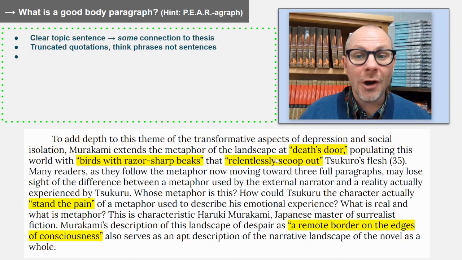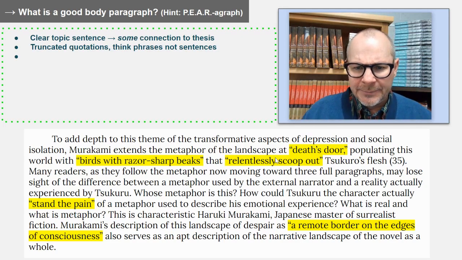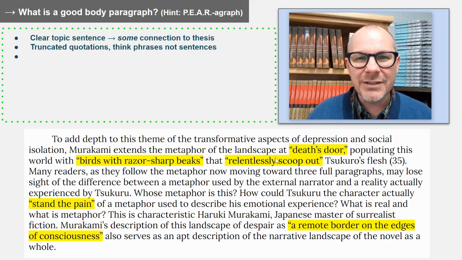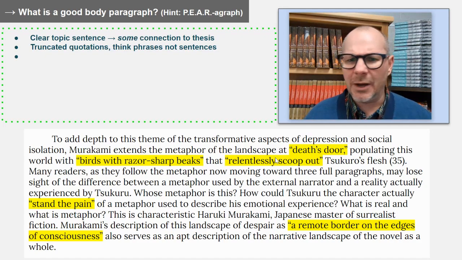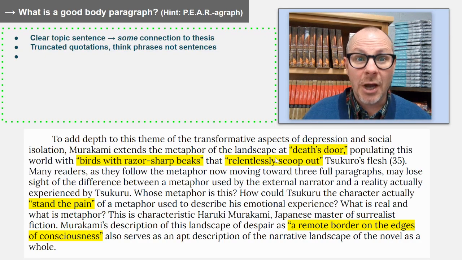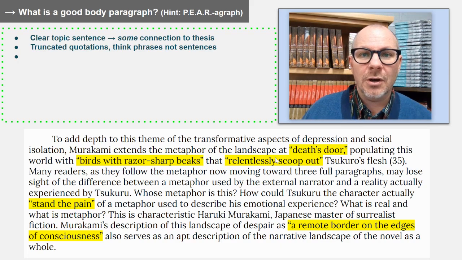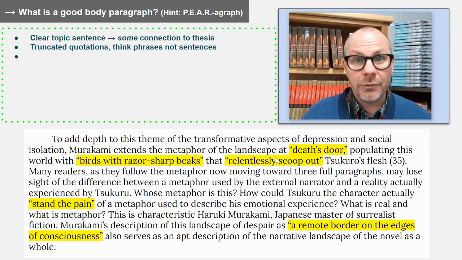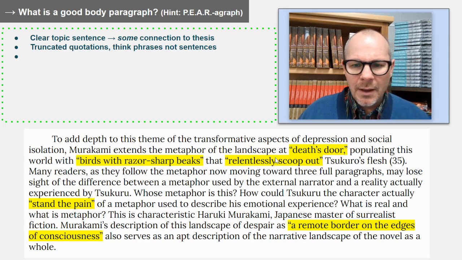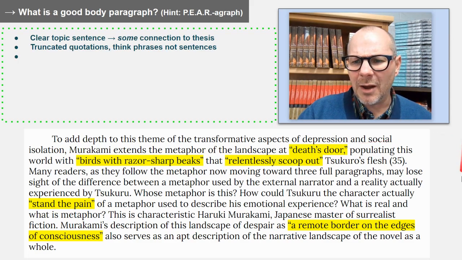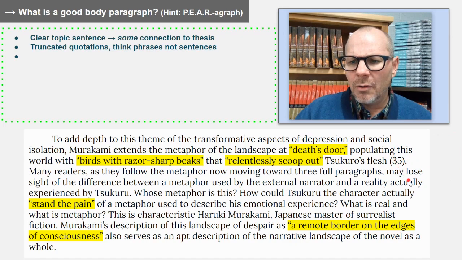What else is going on here? Truncated quotations. Don't think sentences. Think phrases. Think the phrases that do the work that you want done. So in this particular paragraph, I have the things that I felt were most powerful or interesting, but they're also the things that I needed to move my argument forward. I'm talking about transformation. I'm talking about depression. And I'm talking about a metaphor that has to do with a landscape. So instead of just saying, he put these crazy, weird bird things in the landscape, I was able to use his exact quotation. And then I didn't do this throughout, but I do have a citation right there.